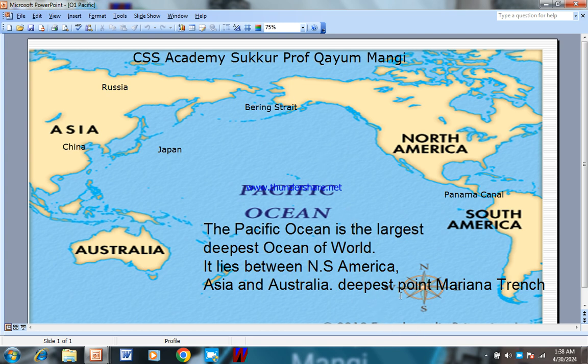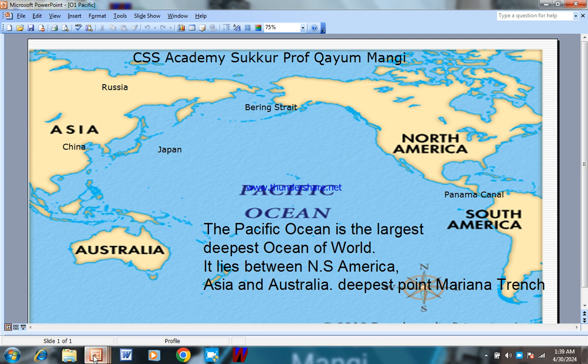The deepest point of the Pacific Ocean is the Mariana Trench. This is the Panama Canal. It lies in the country of Panama, and it connects the Pacific Ocean with the Caribbean Sea or Atlantic Ocean.